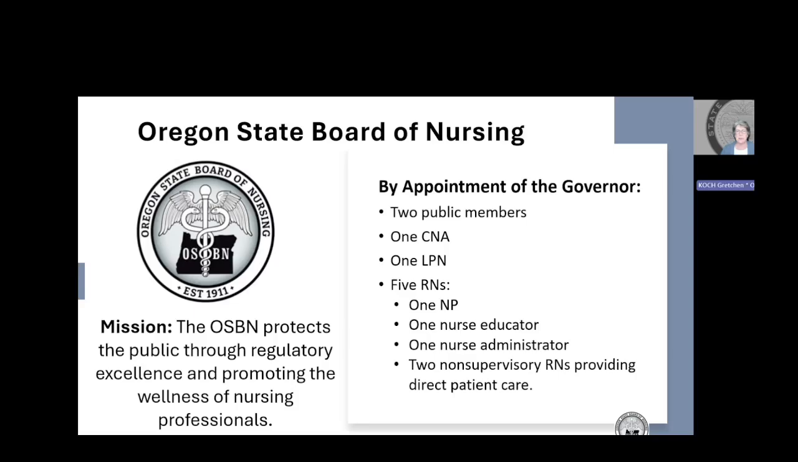The 9-member board is supported by an agency staffed with approximately 65 executive branch state employees who assist the board as it fulfills its mission to protect the public through regulatory excellence and promoting the wellness of nursing professionals. Board agency staff are spread across several departments: the Director's Office, Licensing, Operations, Investigations, Communications, and Policy, which all work collaboratively to support the board in carrying out its multiple public safety responsibilities mandated by law.